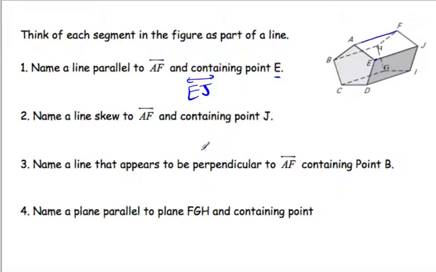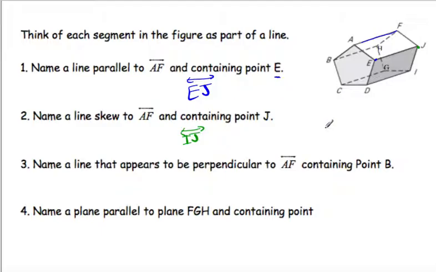Name a line skew to AF. So AF again is this top part here. We do not want to be parallel to it. We want to be skew. So we cannot touch it and we have to go in a different direction. They said to be sure to include point J. So if I said EJ, that's parallel, that's not going to work. If I said FJ, that would intersect it and that would not work either. So I'm going to use IJ. So line IJ there, capital I.